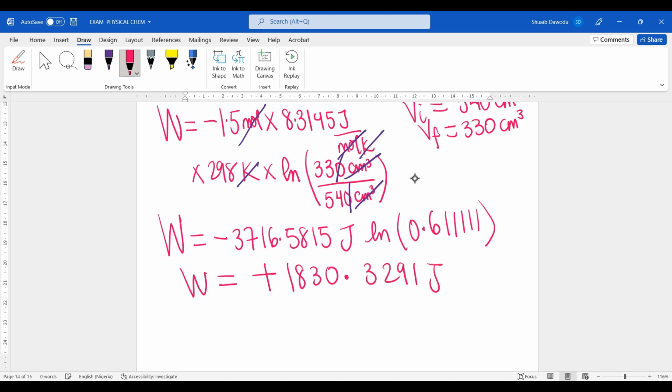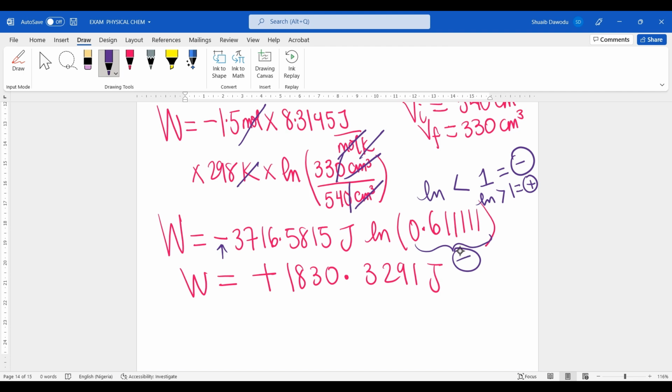1830.3291 joules. So you're going to be wondering, okay, why do we have a negative here and now we have a positive? Note that ln of anything that is less than 1 is going to end up giving you a negative number, and ln of anything greater than 1 is going to give you a positive number. So in this case, what was generated here was negative, and we know negative times negative is going to give you positive. So this is just a mathematical explanation.